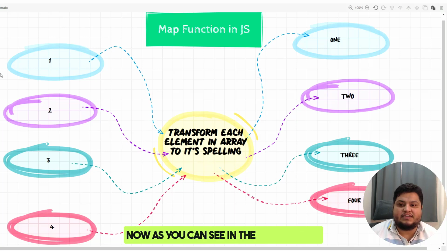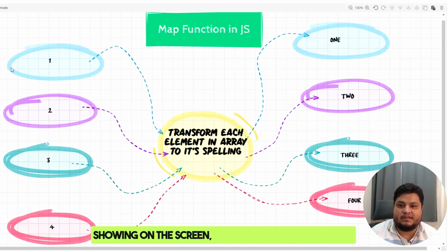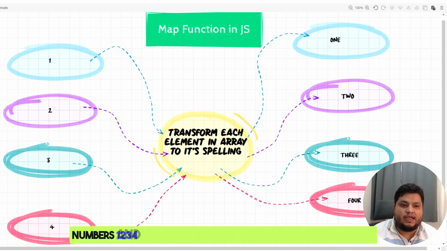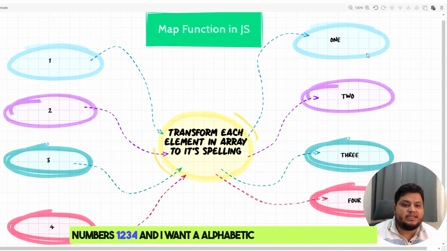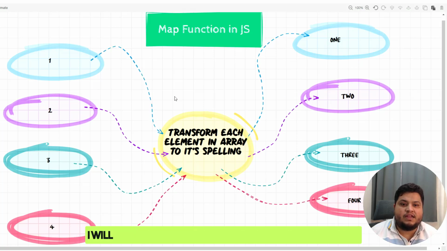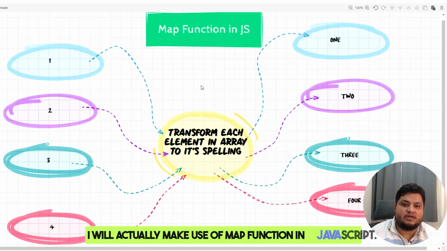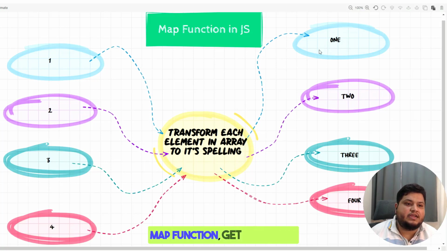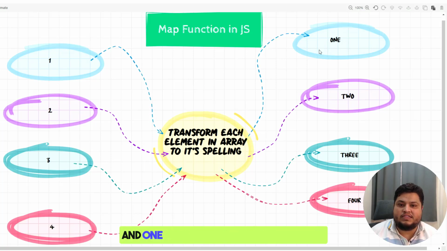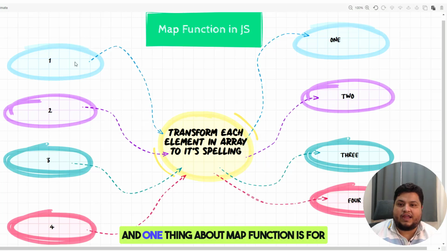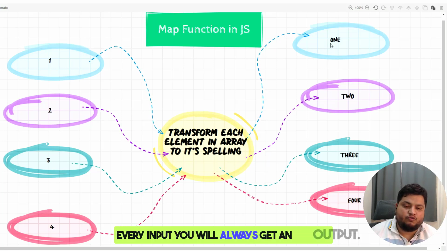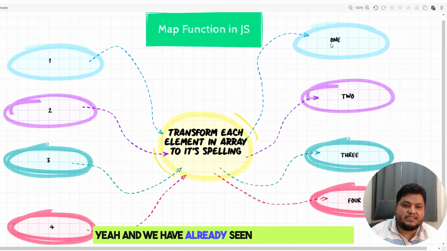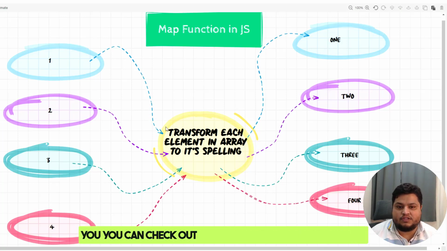Now, as you can see in the example I am showing on the screen, consider I have an array of numbers 1, 2, 3, 4, and I want an alphabetic representation of them. I will make use of the map function in JavaScript, pass every element to that map function, and get the output. And one thing about the map function is that for every input you will always get an output. And we have already seen the filter function. You can check out the link in the description, or you might be seeing it on the screen right now.